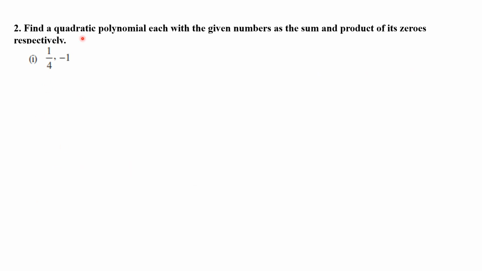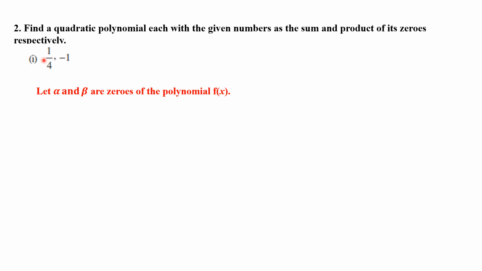Question number 2. Find a quadratic polynomial each with the given numbers as the sum and product of its zeros respectively. First one is 1 by 4 is the sum of the zeros, minus 1 is the product of its zeros. So I am going to assume let alpha and beta be the zeros of the polynomial which I have taken as f of x.